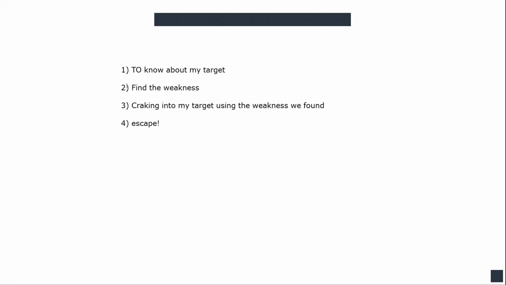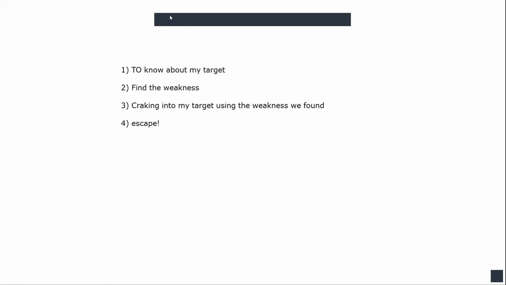After I find all these weaknesses, say I found that there is a backdoor for this bank. In the next step, I'll use that backdoor and enter into the bank. Once I enter the bank, steal the money and then escape. So stealing the money is execution. You can also go with it.